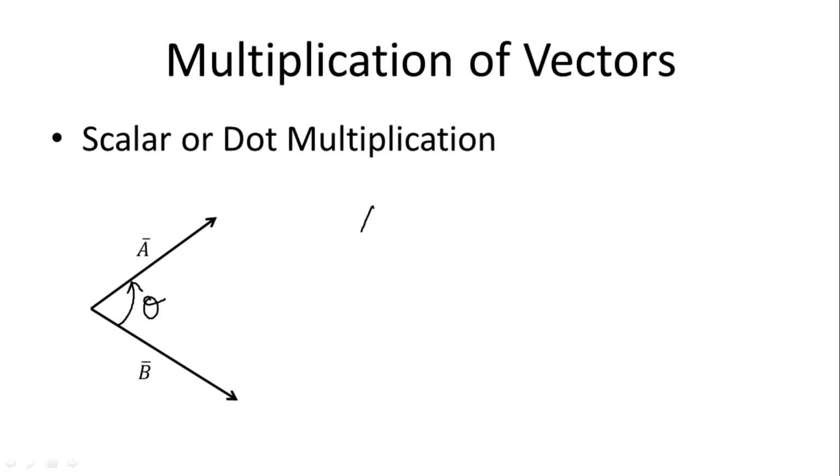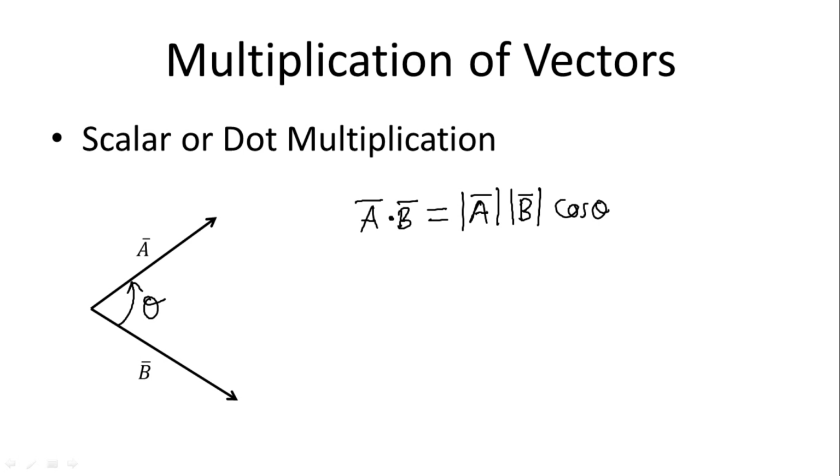So we have vector A dot multiplication, which we show just by putting a dot in between these two vector notations, and it is given by the magnitude of vector A, which is represented as mod vector A, multiplied by the magnitude of the second vector B, multiplied by cosine of the angle theta here. So this is the outcome of scalar or dot multiplication.